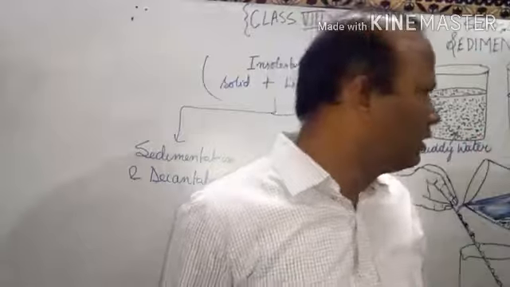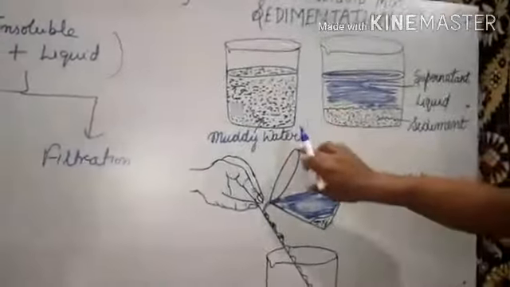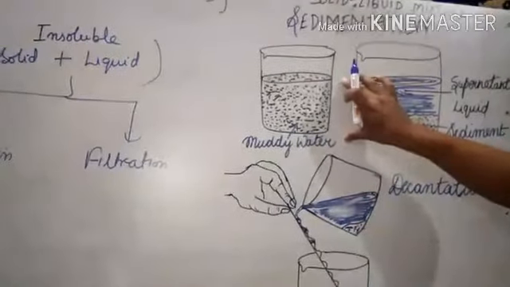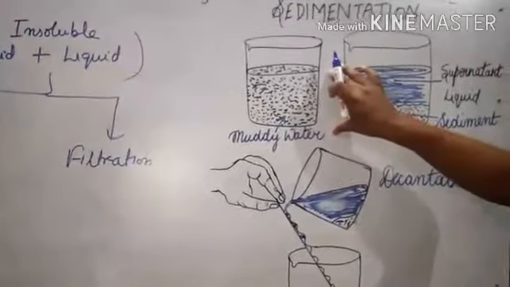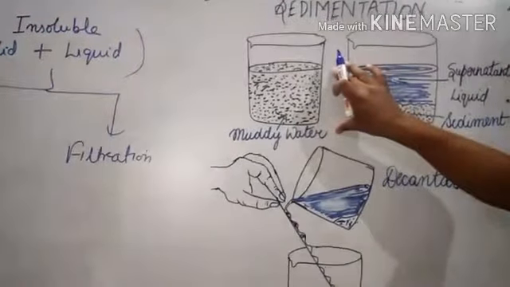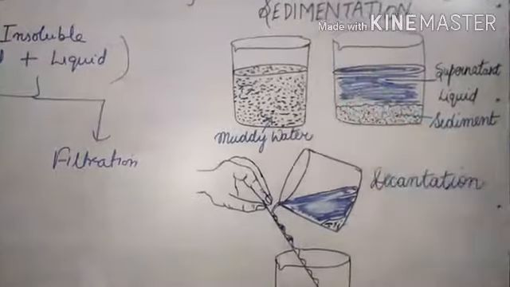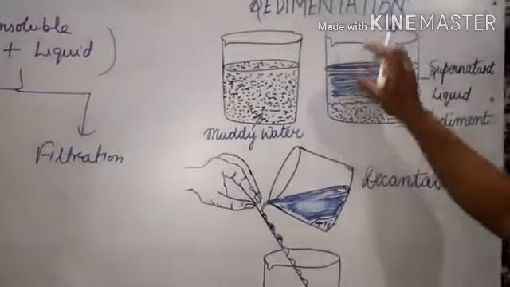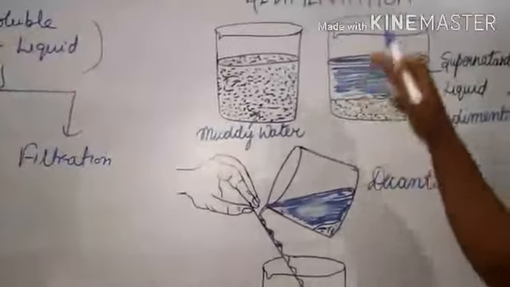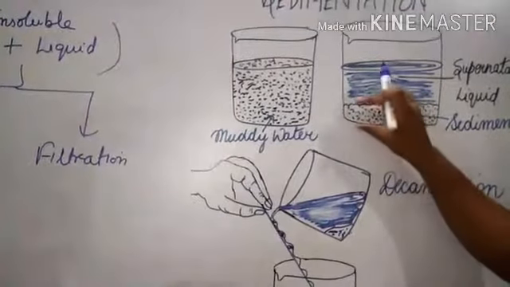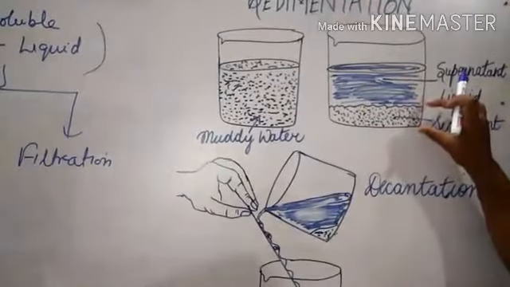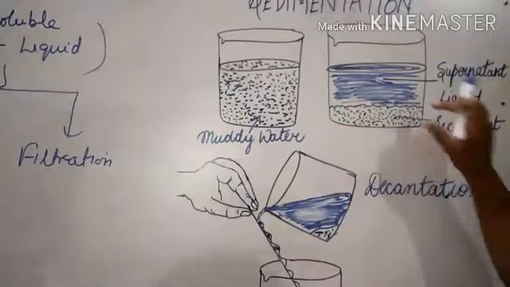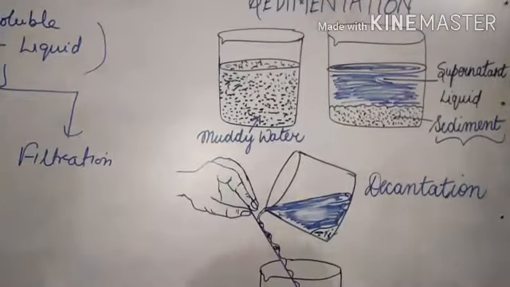So I have drawn here a very simple one. Suppose for example we have muddy water. Muddy water contains mud particles plus liquid. Now time is given, and under the influence of gravity, these mud particles will slowly settle down. So the insoluble solid particles settle down by the action of gravity. They are known as sediment.